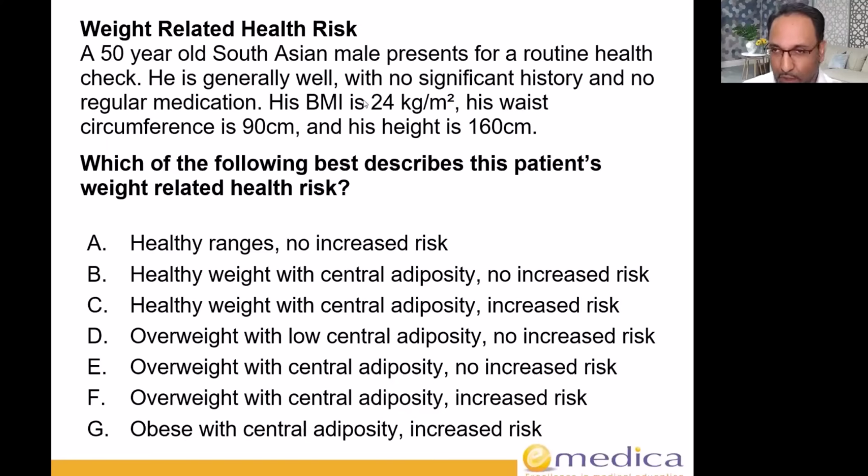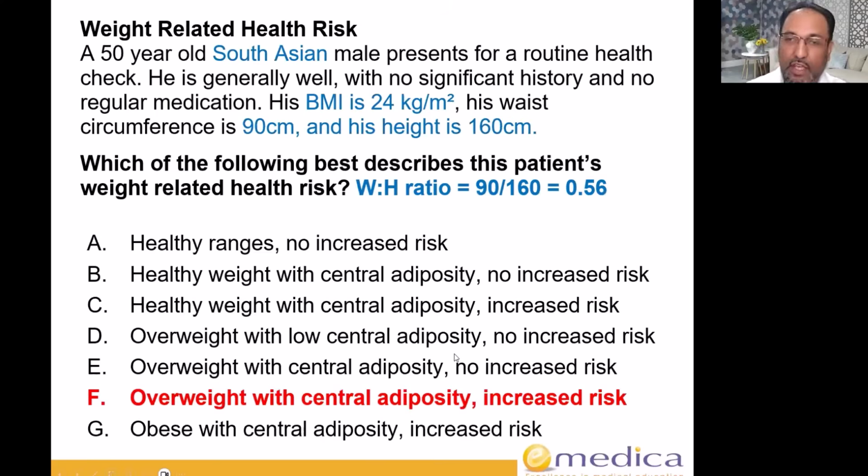Now, if you read all the numbers, knew how to do the calculation, but missed this bit, then you might think, okay, that's a healthy weight. They have got slightly increased central adiposity, so there is some increased risk there. And that's actually what happened. The most popular answer, most of you picked C, healthy weight with central adiposity, increased risk. But the correct answer is actually F. This patient is classified as overweight.